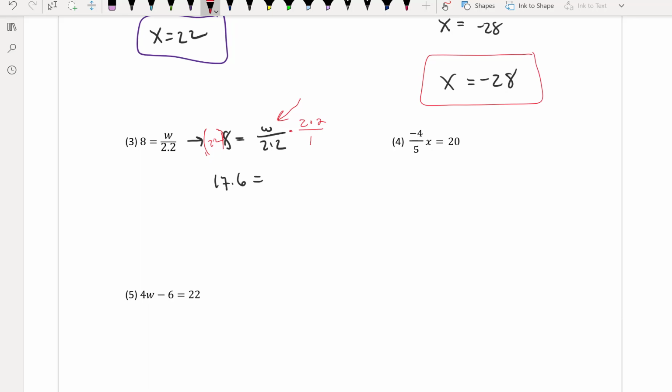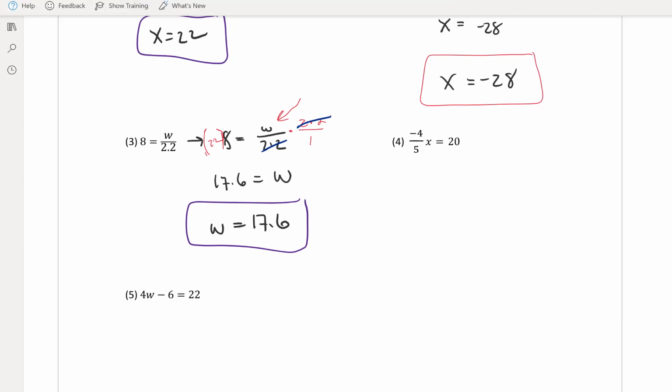And then what happens on this side is that since you have a 2.2 in the numerator and the denominator, they cancel out and you're left with w. And it doesn't really matter now that w is isolated. You can keep it on the right-hand side, or you can move it over to the left-hand side. So I'm going to go ahead and just move it to the left-hand side. So I have that w is equal to 17.6.